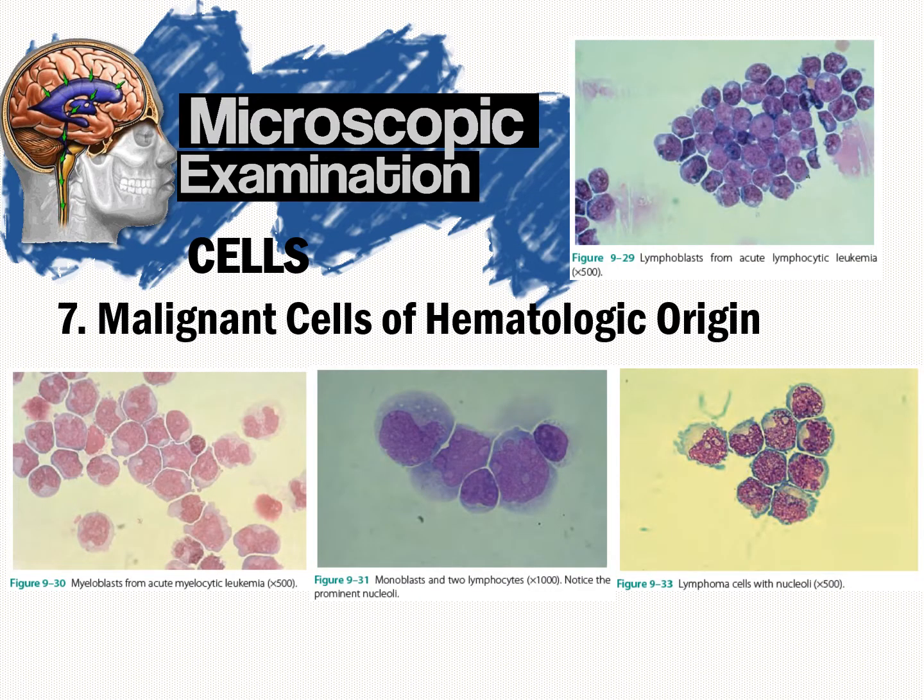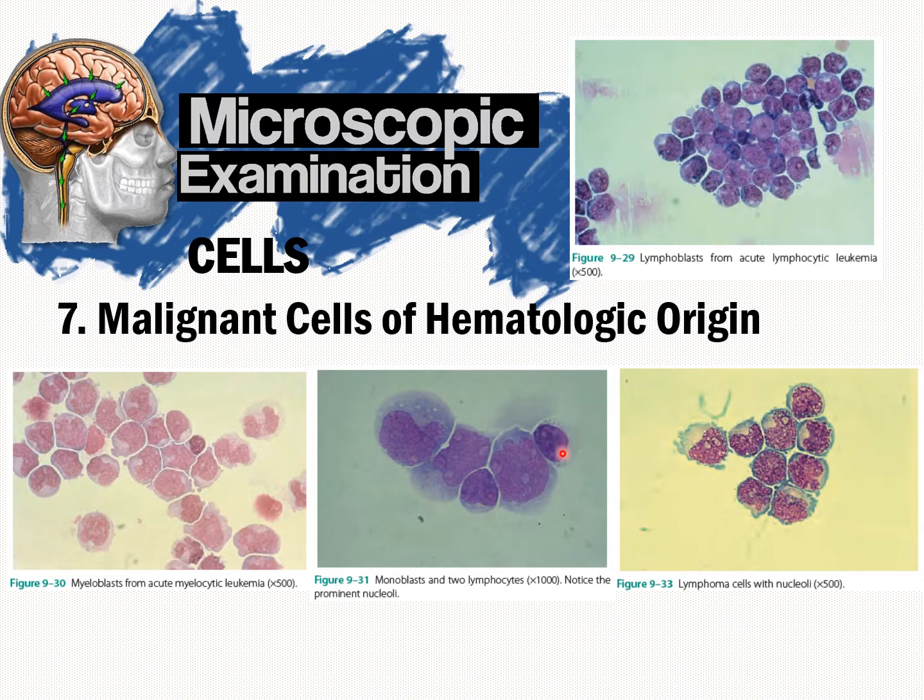Next are the malignant cells of hematologic origin. Examples of those are lymphoblasts. These are lymphoblasts from a person with acute lymphocytic leukemia or ALL. Myeloblasts from a person with acute myelocytic leukemia. Monoblast, so here we have three, this, and this. These two are actually lymphocytes.